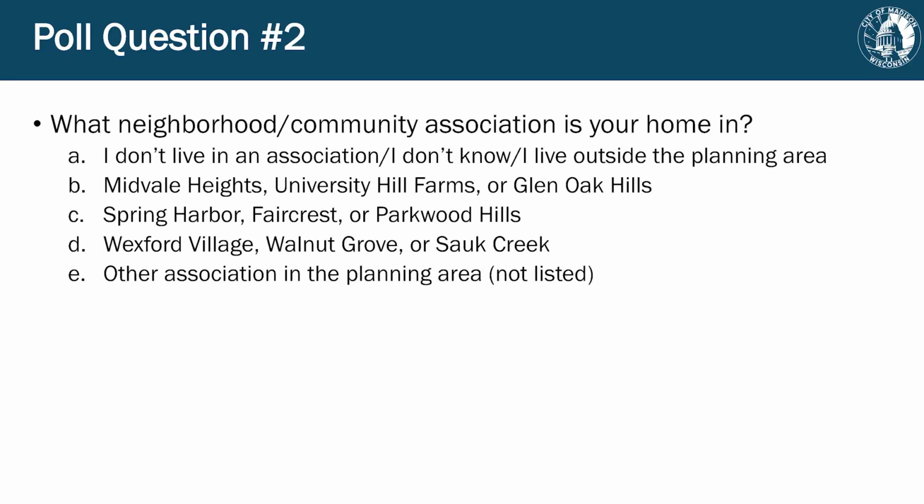So we'll talk through poll question number 2, so we can get that started, and I can read that off for folks. We had to boil this down and aggregate these categories since we only have 5 choices in these clickers. We had a few more choices in our virtual meetings, but the question is, what neighborhood and community association is your home in? So most folks are actually in an association in the planning area that is other than what we showed, followed by the Wexford Village, Walnut Grove, D, and then some folks that don't live in an association or don't know or are outside the planning area.